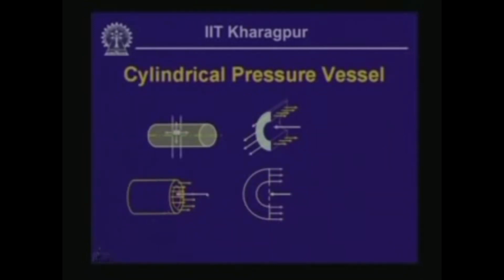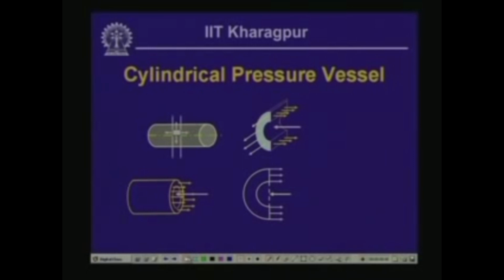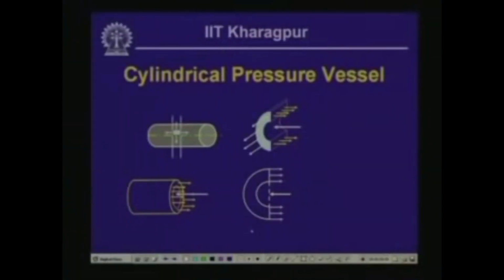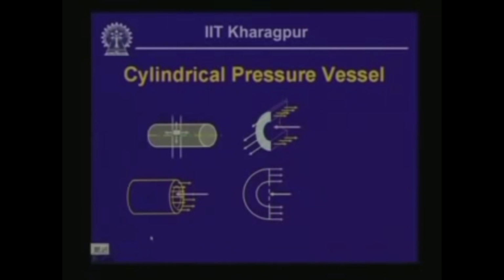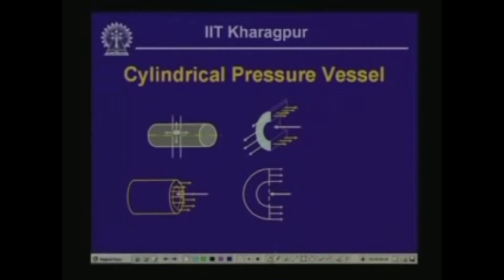Now, we can have different forms of pressure vessels, but in this particular lesson we are concentrating on a pressure vessel which is of cylindrical form. Now, if we have a cylindrical pressure vessel with internal pressure more than the external pressure, then what will be the state of stress acting on such containers? Let us look into one such configuration: this is the cylinder.